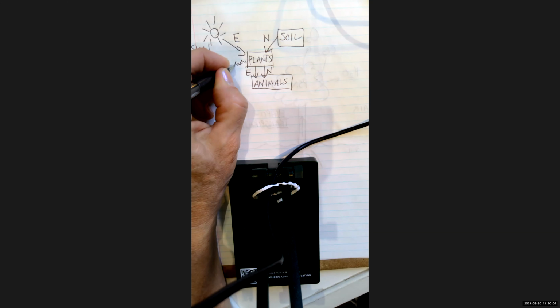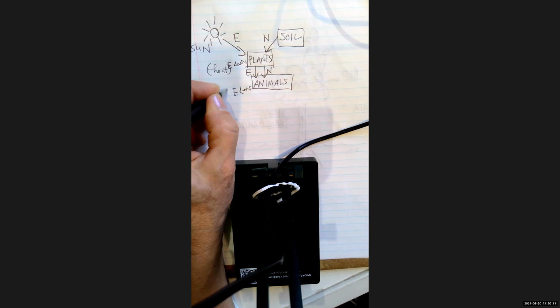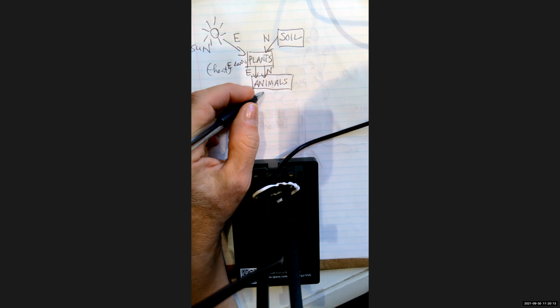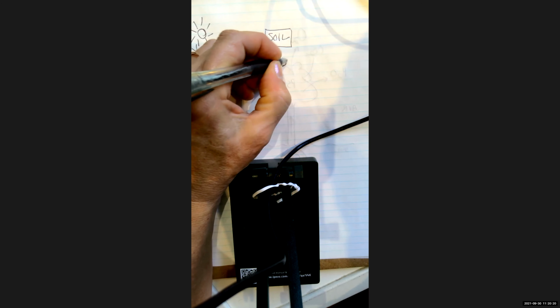So each of these boxes, plants and animals, are living things. They have to get energy from somewhere. They have to get nutrients from somewhere, right? Plants get them from two different places, the sun and soil. Animals get both their nutrients and their energy from eating plants. All right, now plants are going to be losing some energy as heat. Animals are going to be losing some energy as heat. And when plants and animals die, right, they're going to go to this detritus compartment.